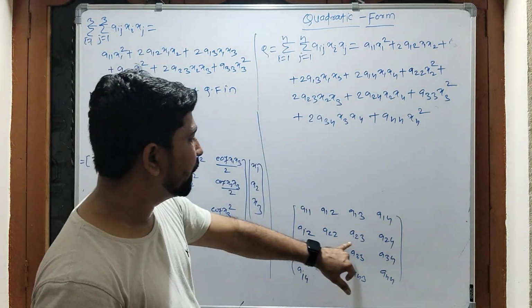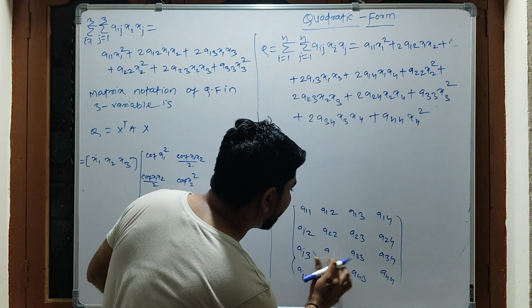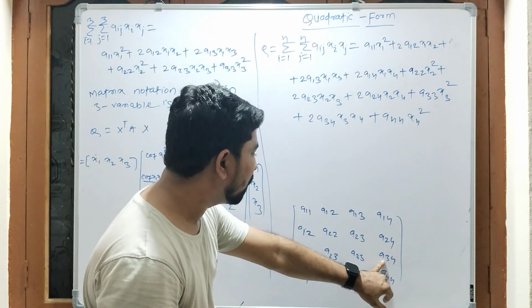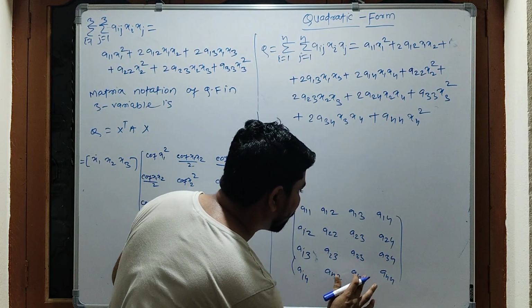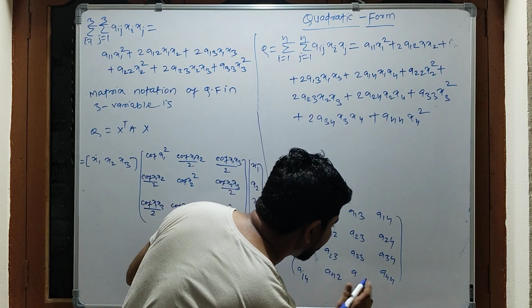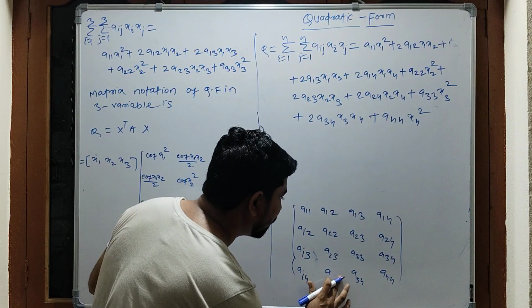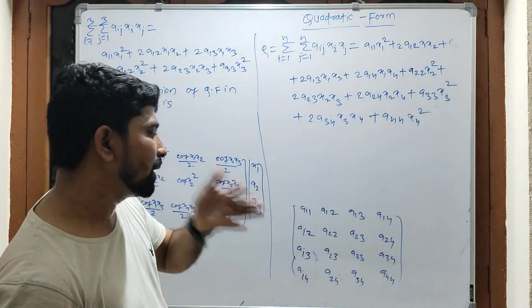Now this is a22, a23 is the same as a32, so here a23. This is a33, a34 is the same as a43, so here I will write a34, and a24 is the same as a42, so this is a24 and this is a44. You will get the same answer here.